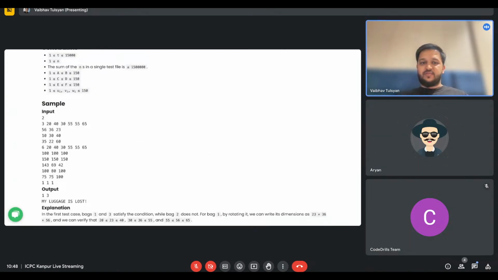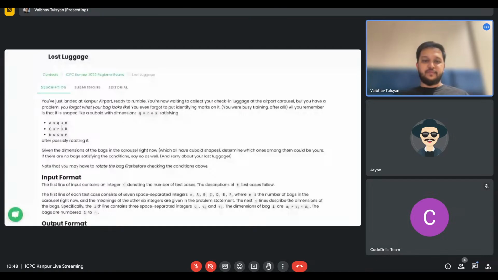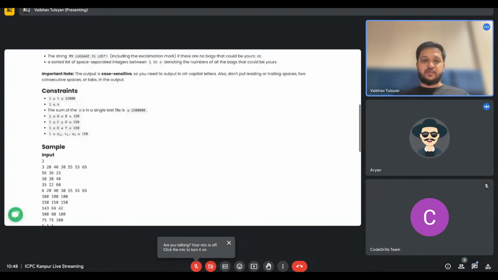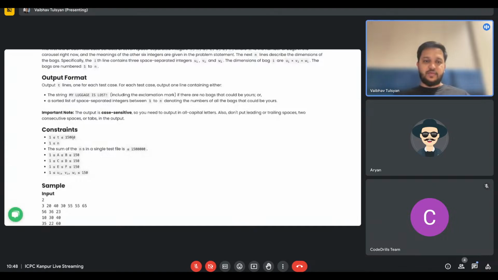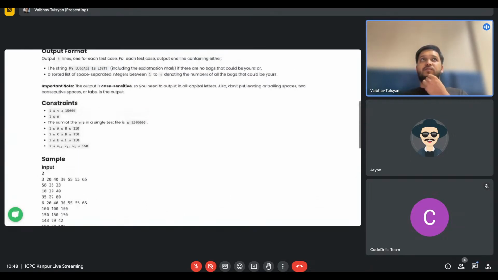So I guess this is just brute force. We'll just try all possible combinations of the dimensions. So here I think we'll have six different cases to try out for each of the bags. We have 15,000 test cases, and the sum of n in a single test file is 15 into 10 power 5. So I think that should be fine. So that's about it. I wonder if there are other ways to solve it as well, though.